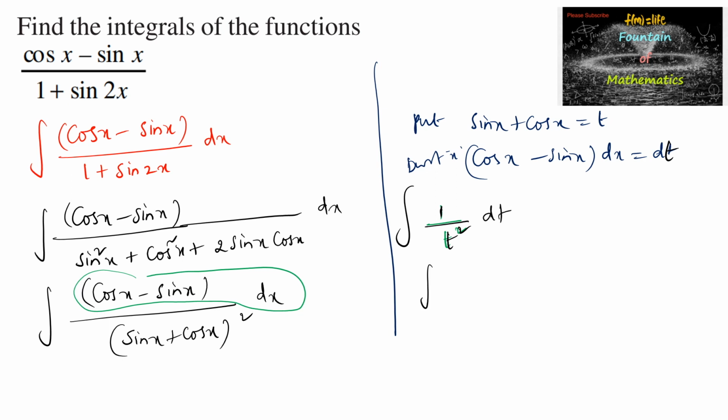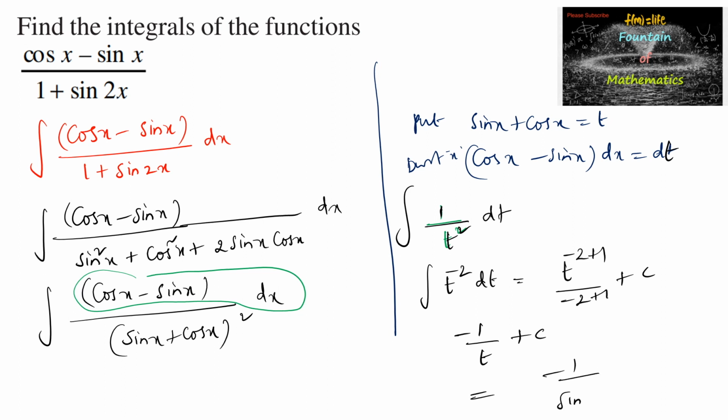So integration of 1 upon t square, that is t to the power of minus 2 dt, that is t to the power of minus 2 plus 1 upon minus 2 plus 1 plus c, that is minus 1 by t plus c. Substituting back t is equal to sin x plus cos x, so minus 1 upon sin x plus cos x plus c is the answer.